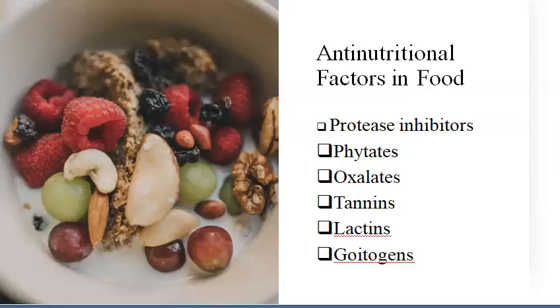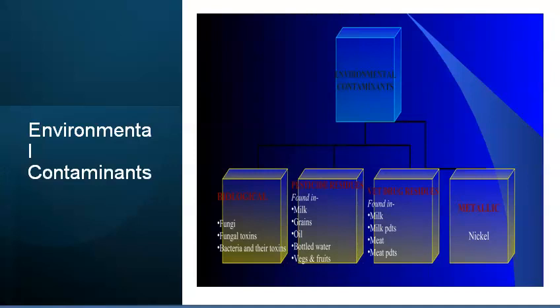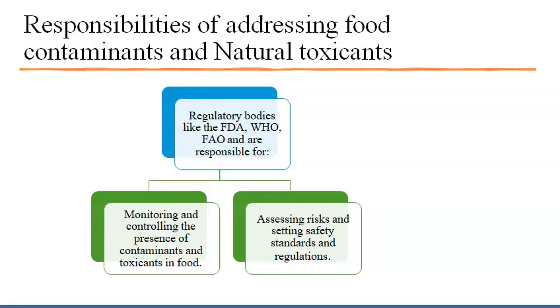Next are anti-nutritional factors in food, which are proteinase inhibitors, phytates, oxalates, tannins, lectins, and so on. The other environmental contaminants are biological, which include fungal toxins, bacteria and their toxins, and pests. Now we're going to discuss who is responsible for addressing food contaminants and natural toxins: regulatory bodies like the FDA, WHO, and FAO.